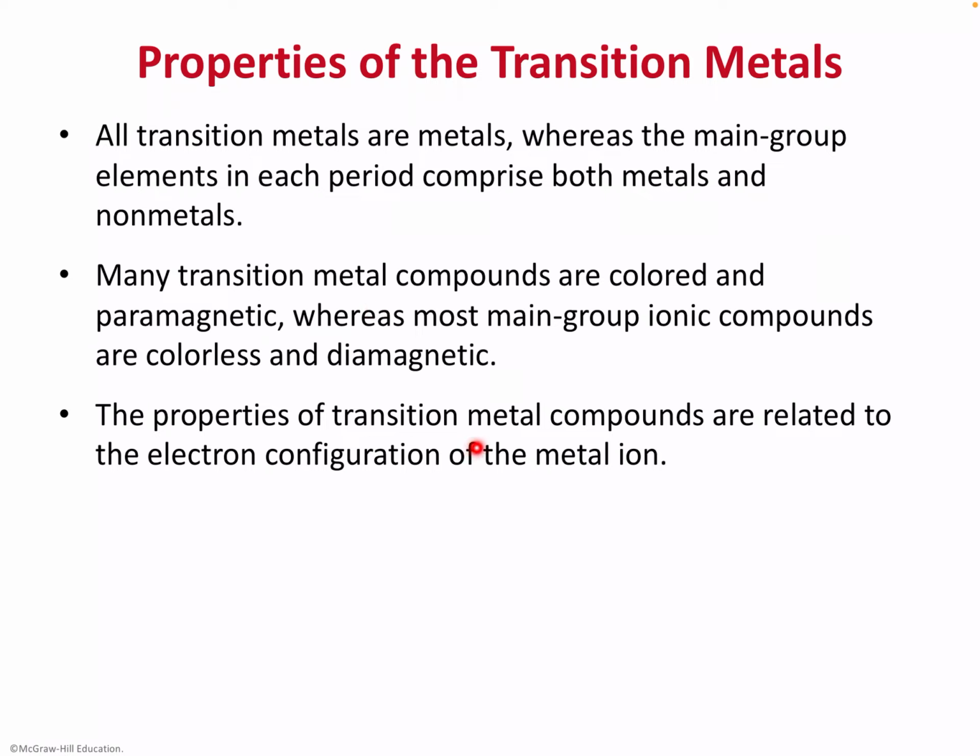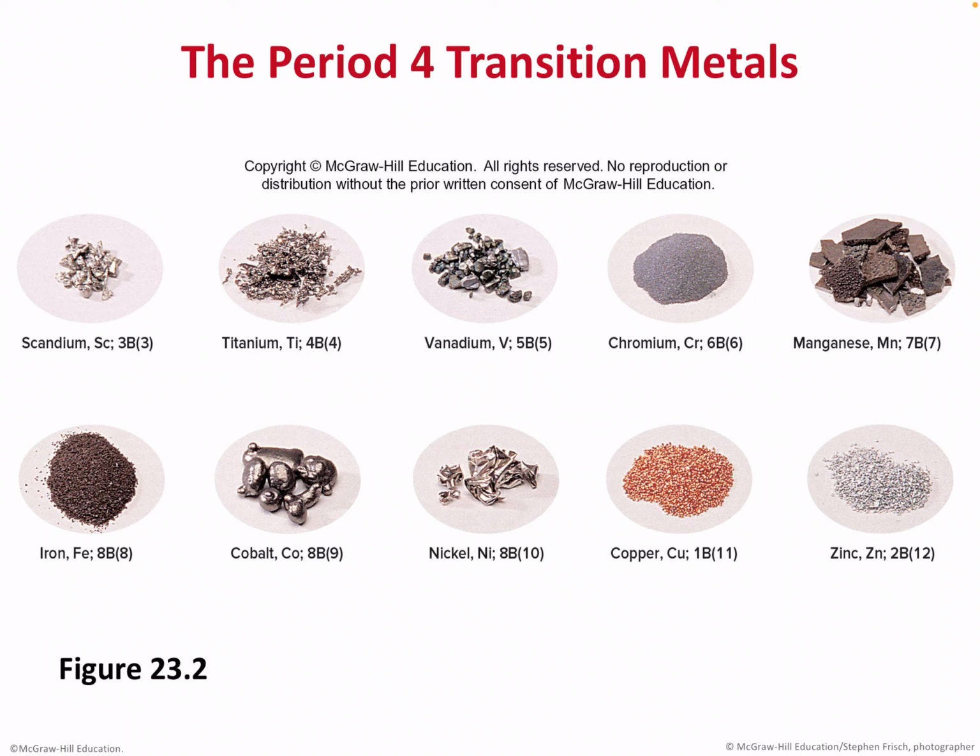Properties of transition metal compounds are related to the electron configuration of the metal ion. So this paramagnetic nature, colorful complexes, colorful metals, they all have to do with the electron configuration of the metal ion. So these are some of the transition metals. Period 4: scandium, titanium, vanadium, chromium, manganese, not magnesium, manganese, iron, cobalt, nickel, copper, zinc. They all are metals.